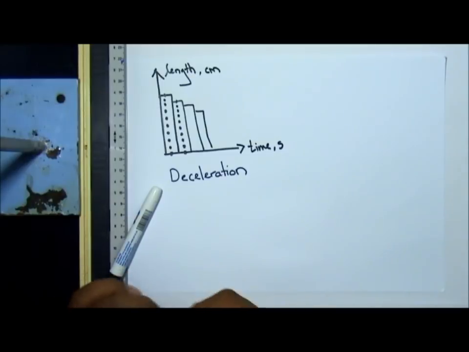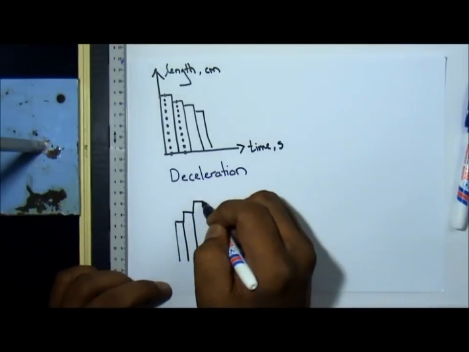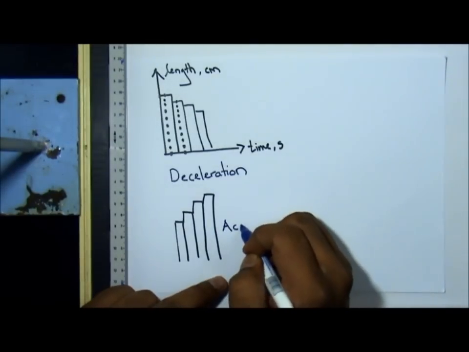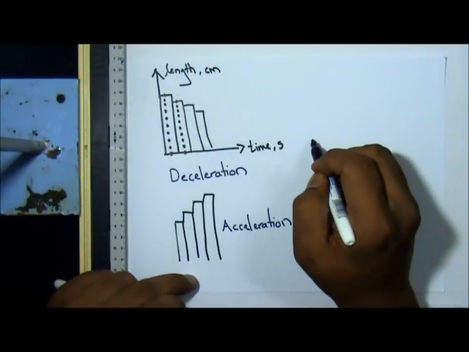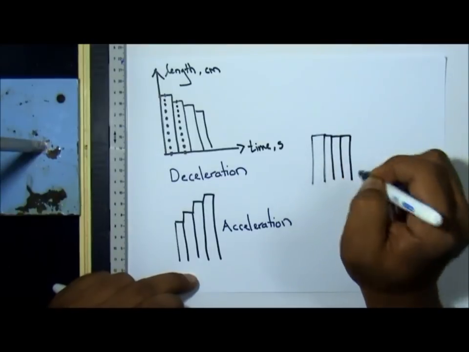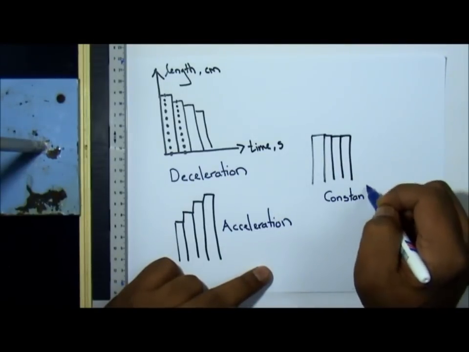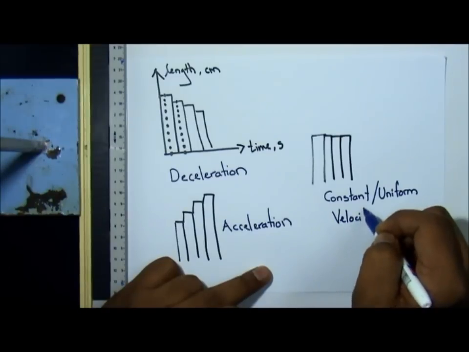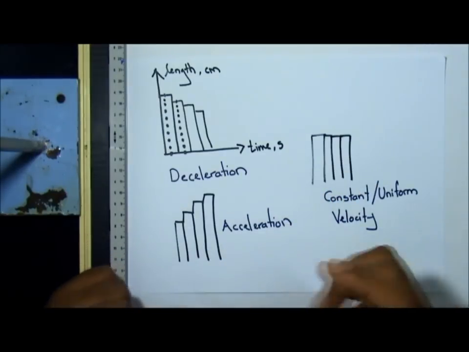Now, let's just say you have a graph that looks like this. This is what you call an acceleration graph. And if you have a graph that looks like this, this is what you call a constant, or sometimes they also use the word uniform velocity graph. So in your school laboratory, these are the three possible graphs that you will plot after the ticker tape and ticker timer experiment.